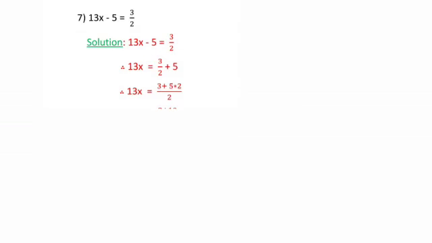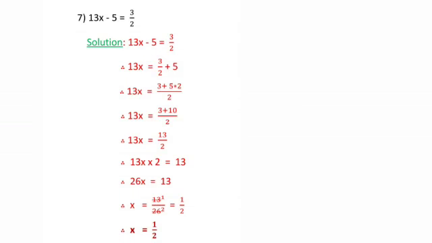The seventh one. 13x minus 5 is equal to 3 upon 2. Now here children, this minus 5 will go to your right hand side by getting converted into plus 5.